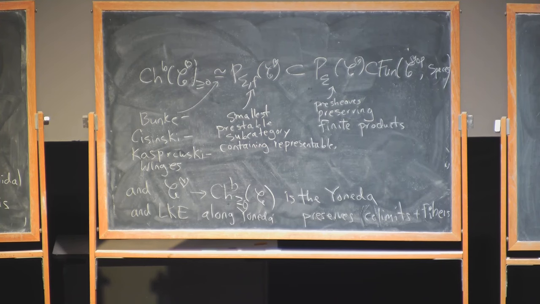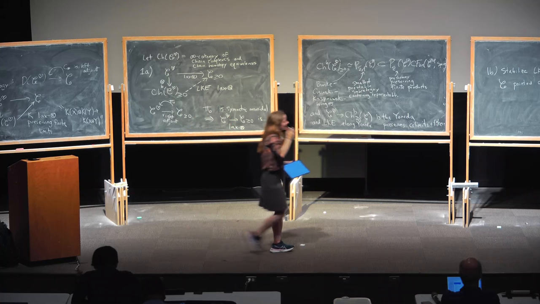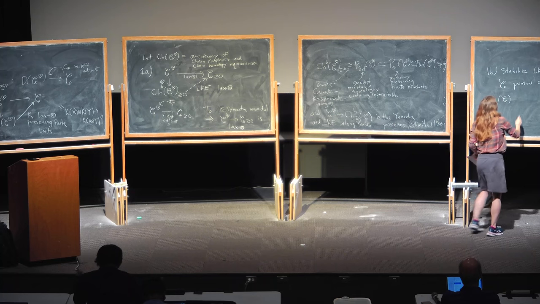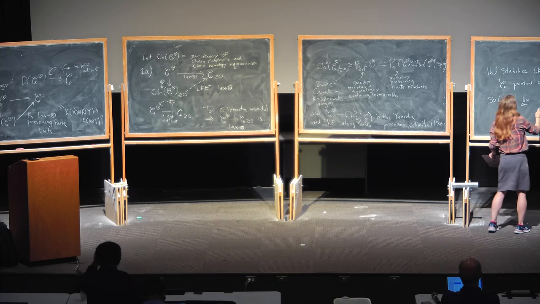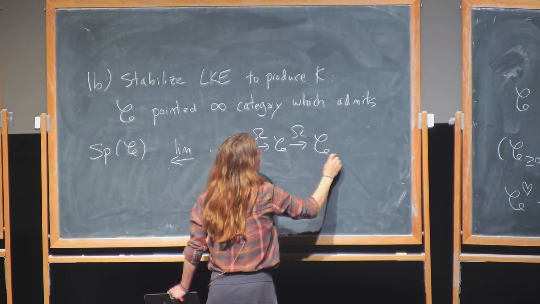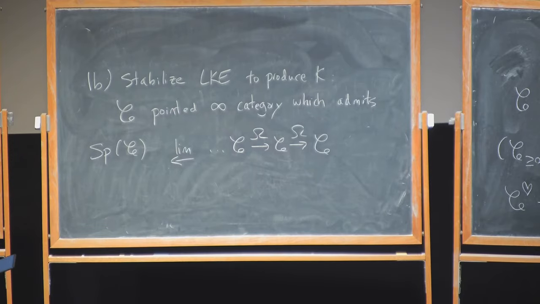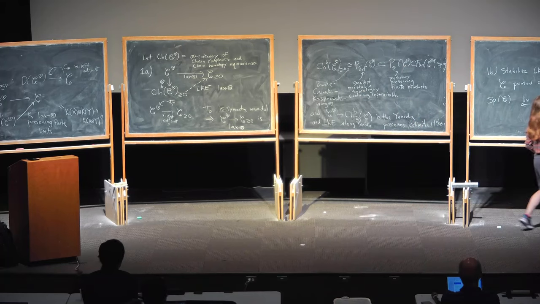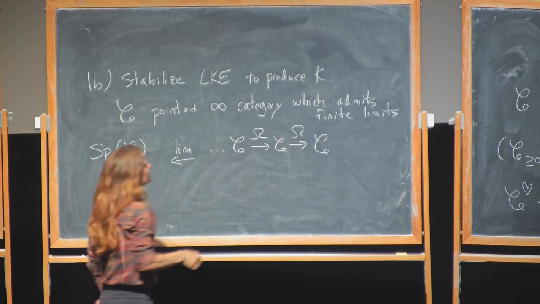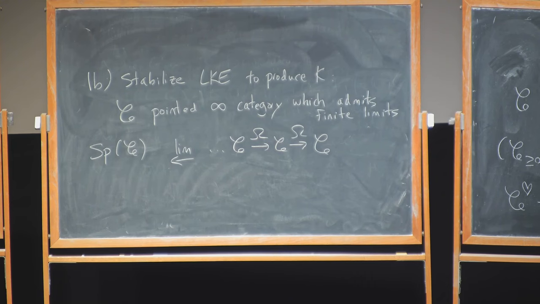Let's talk about stabilization, which is a generally useful tool. Anyway, we can take the spectrum objects of C, formed by taking a limit. Finite limits, thank you. And if C has a symmetric monoidal structure, so does Sp C in a canonical way.